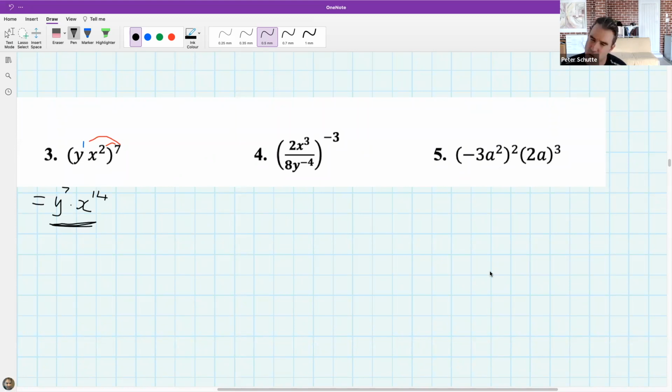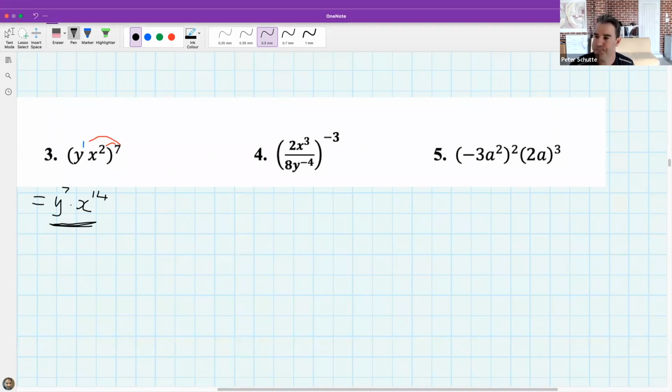But in the chat, what's different about number 4? I want you to call it out. What is different about 4 specifically that we haven't done here before yet? We have done it in grade 10. Tebogo, yeah. Number 4 has a negative exponent.